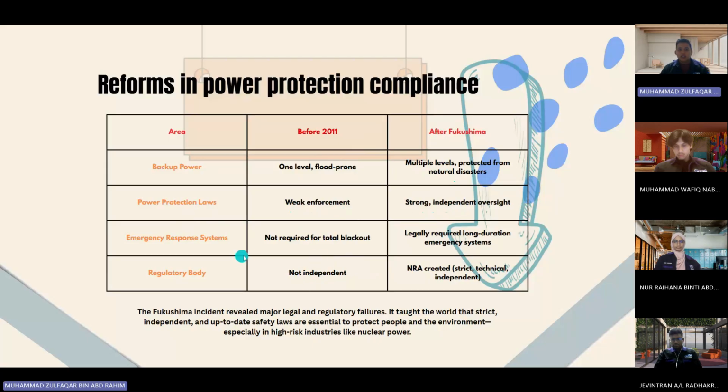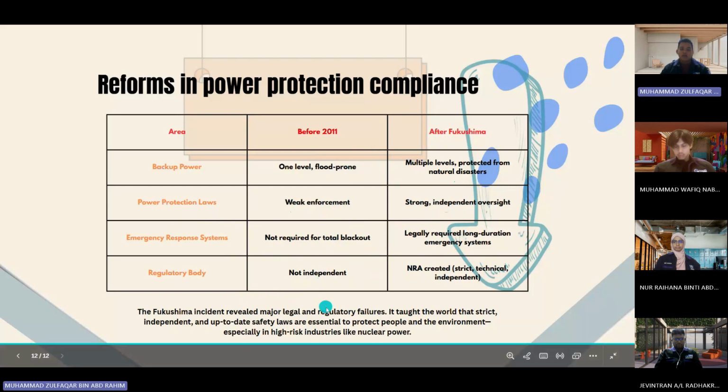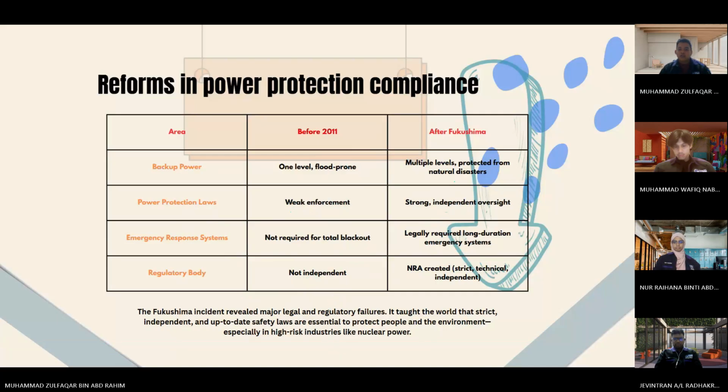For the third is emergency response system. Before the Fukushima case, not required for total backup. After that, legally require long duration emergency system. And before 2011, regulatory body not independent. And after the case, Fukushima, NRA, which is nuclear regulatory authority, created. It was strict, technical, and independent.